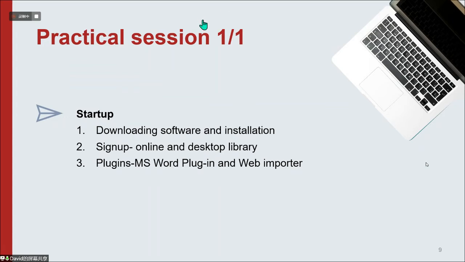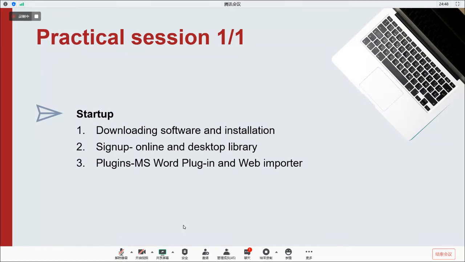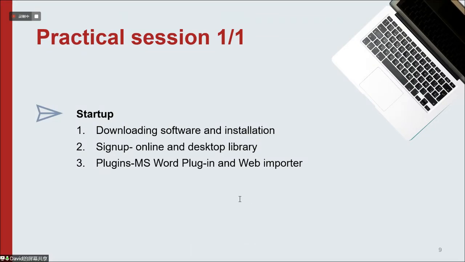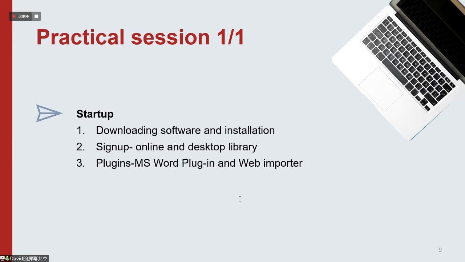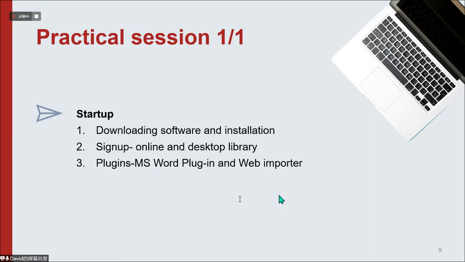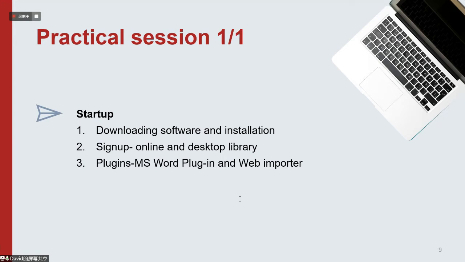Okay, so with the startup, we'll be talking about the basic things about the initials: how to download the software, install, and how to sign up and get an account and get a desktop library and the plugins that you need to start with, because sometimes we just download it and we are confused. Where is it on the Word? We cannot find it. So just some few things that will help us to get through that stage.